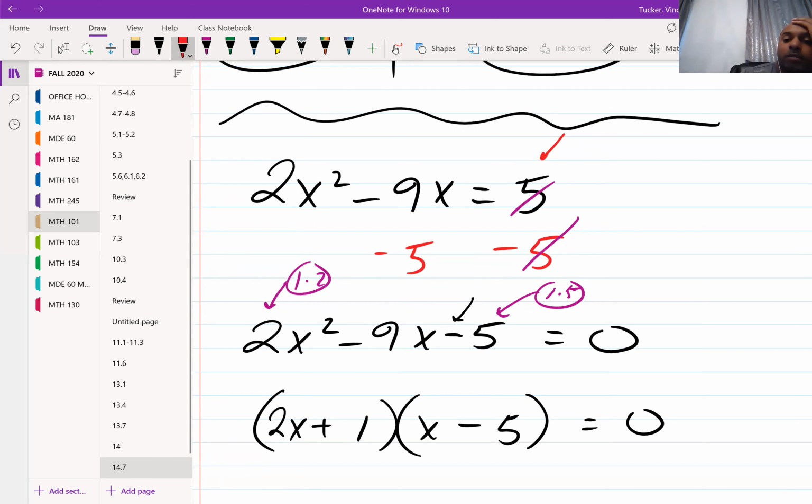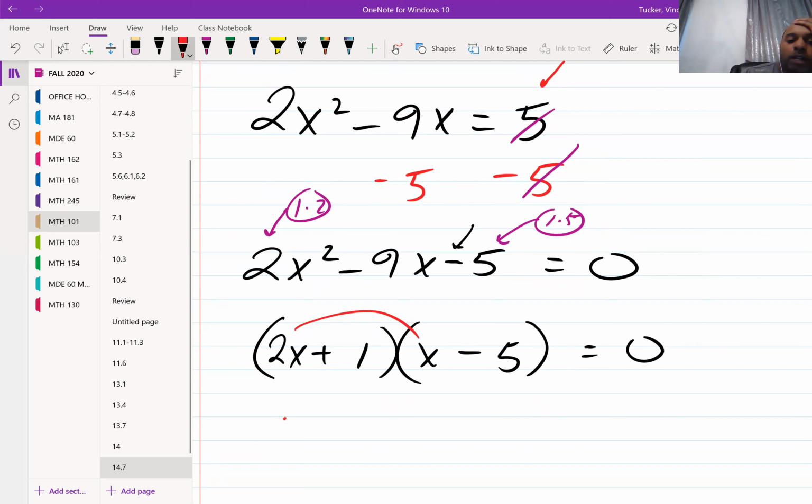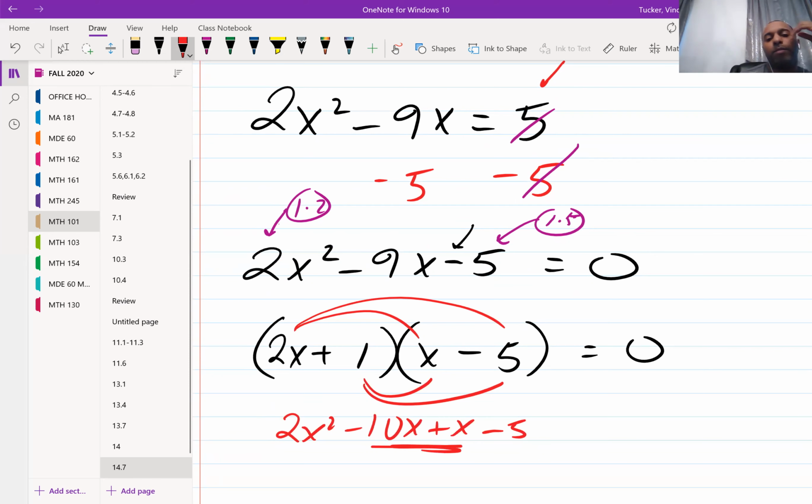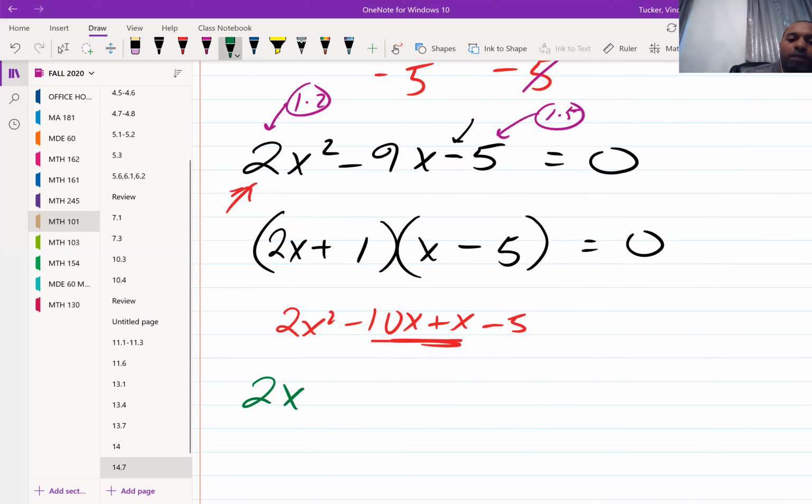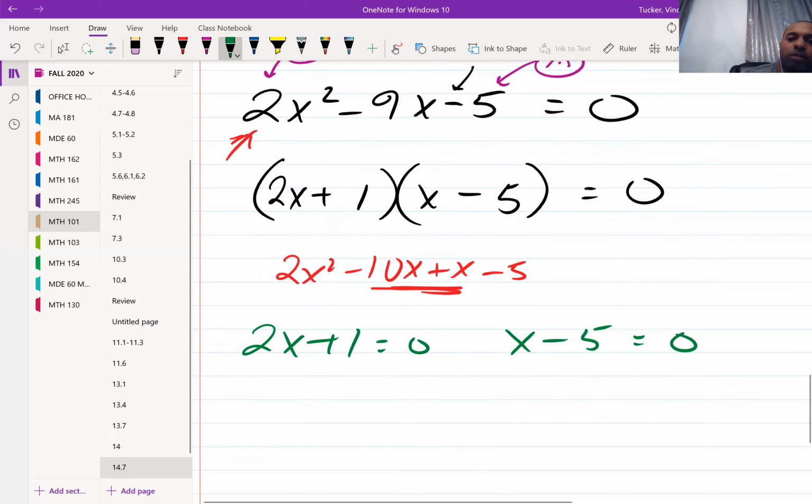So when you go back and check, 2x times x is 2x squared. 2 times negative 5 is negative 10x. This is 1x, and it's negative 5. And then when I add these two together, that'll give me negative 9 in the middle. So you always want to go back and check and make sure you're getting the correct trinomial when you factor. Once you've established that you have the correct factorization, go ahead and set each part equal to 0 and then solve.